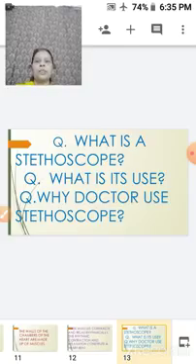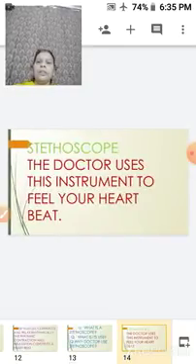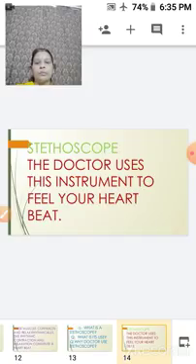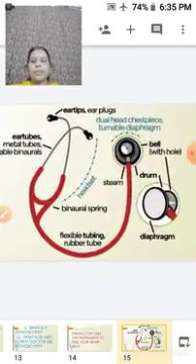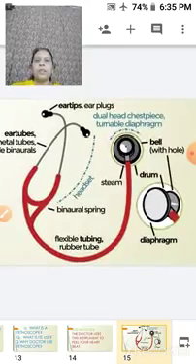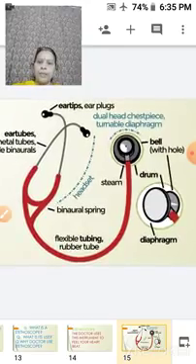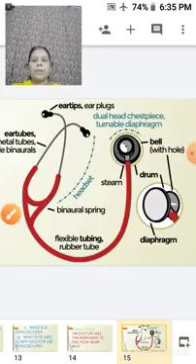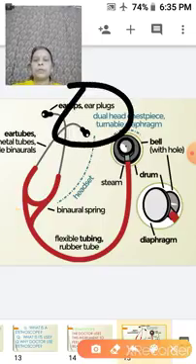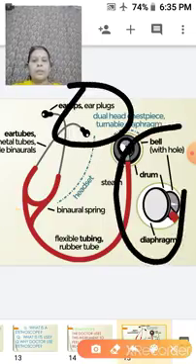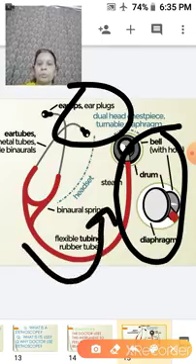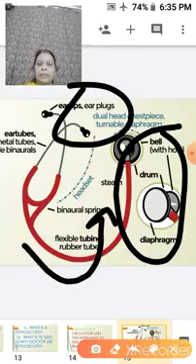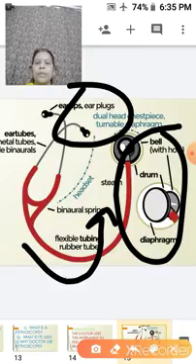A stethoscope is an instrument which is used by the doctor to hear our heartbeat. Here you can see the structure of the stethoscope. It has basically three parts. One is your earplug. The other part is your diaphragm, and in between we have a tube which is connecting the earpiece to the diaphragm. So this is the structure of your stethoscope.